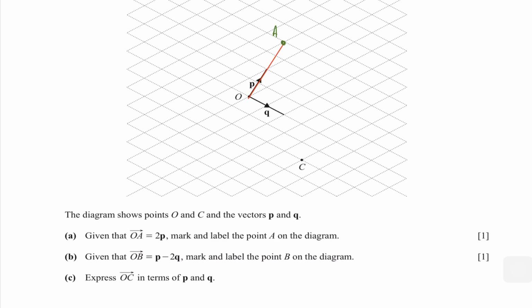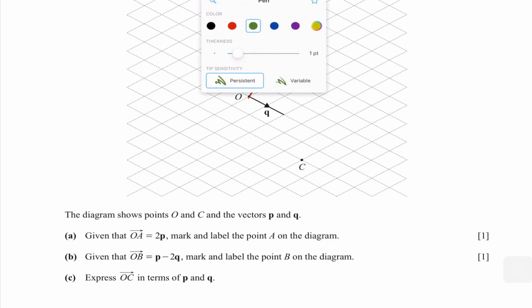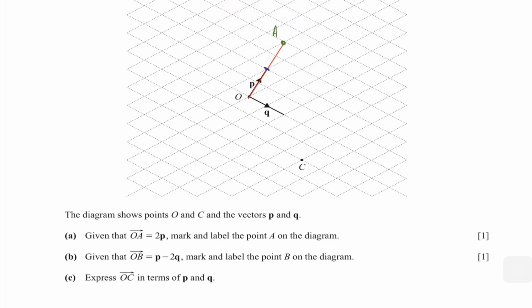So P I know is going to be here. Let me show you with the color blue. So this is P. Now minus 2Q means going in the direction of Q but reversing it. So minus 2Q means that I'll make this vector but in the opposite direction. So let me show you what I mean. I'm going to make this with the color blue.